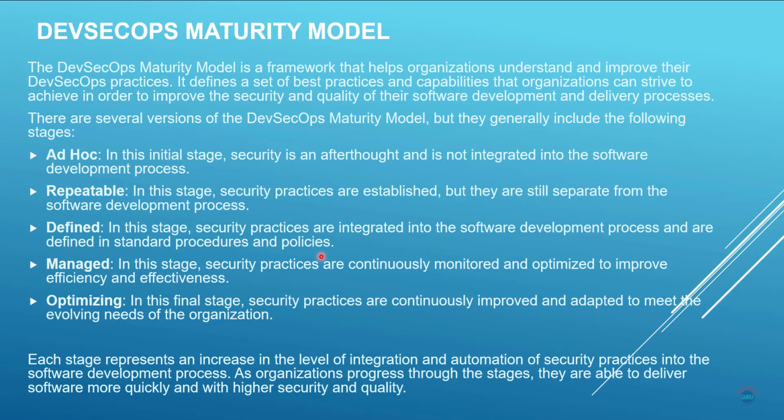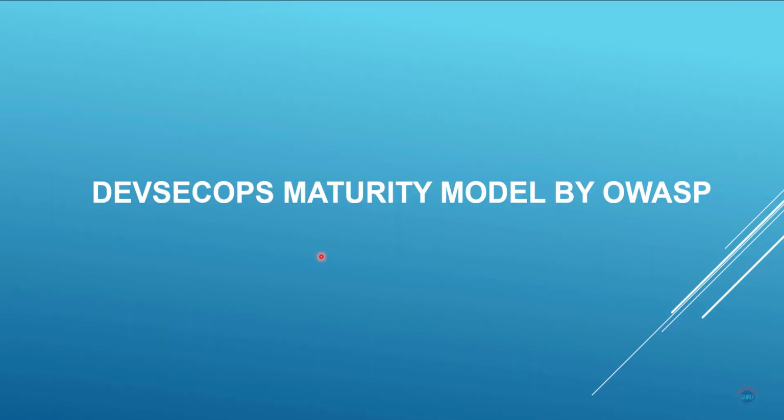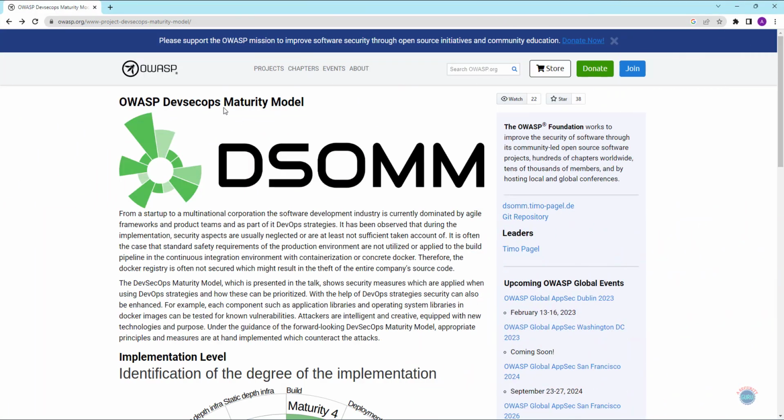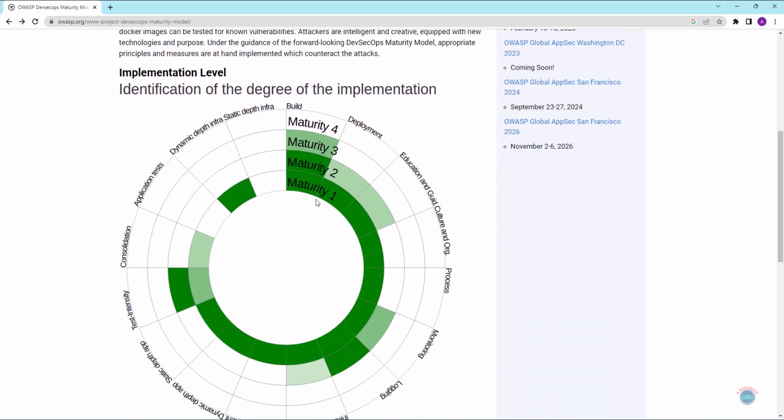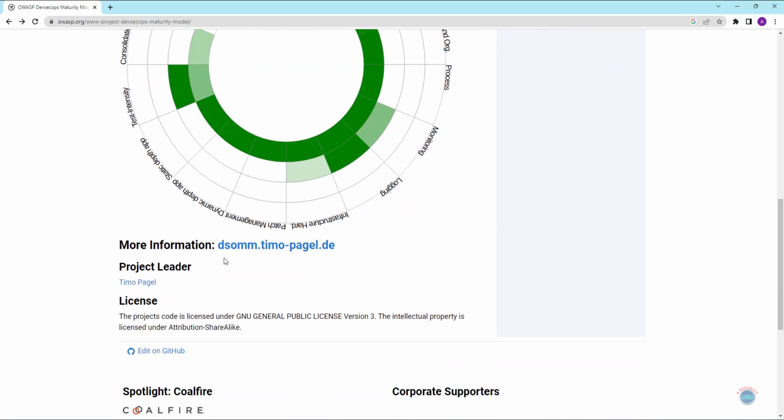Now, let's see the DevSecOps maturity model by OWASP. This is the DevSecOps maturity model published by OWASP. So you can see it. It's called DSOMM. You can call it DevSecOps maturity model. DSO stands for DevSecOps, MM stands for maturity model. You can see this graph here which shows the maturity level from 1 to 4, and we can see more information about this graph by clicking on this link.